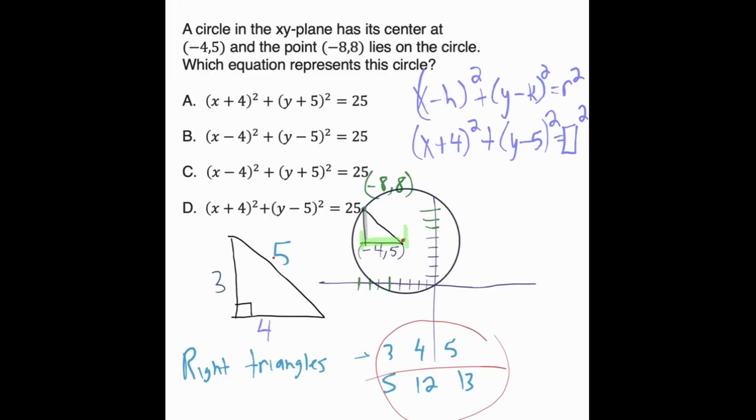So here, because we have 3 and 4, we can sidestep the Pythagorean theorem and just know that the radius is 5. Now, looking at the answer choices, they all had a radius of 5 anyway, so we could have just picked any of them. But in any case, we have x plus 4 squared plus y minus 5 squared equals 5 squared. And that's going to match answer choice D.